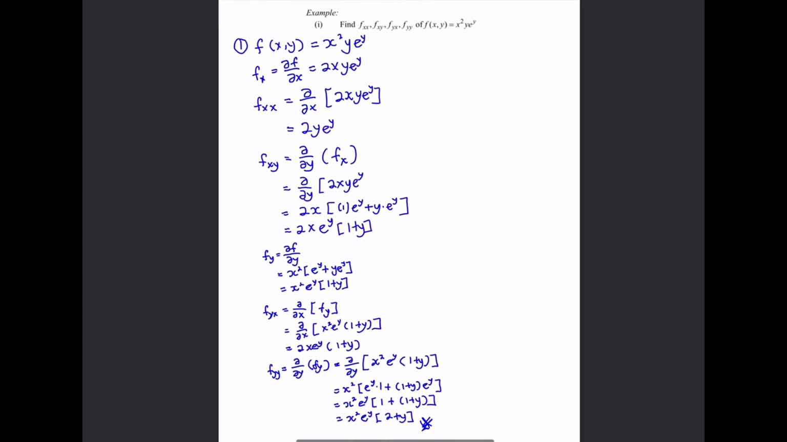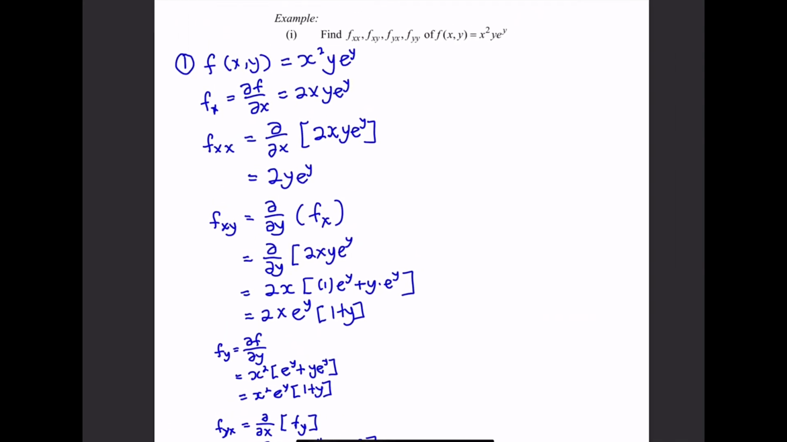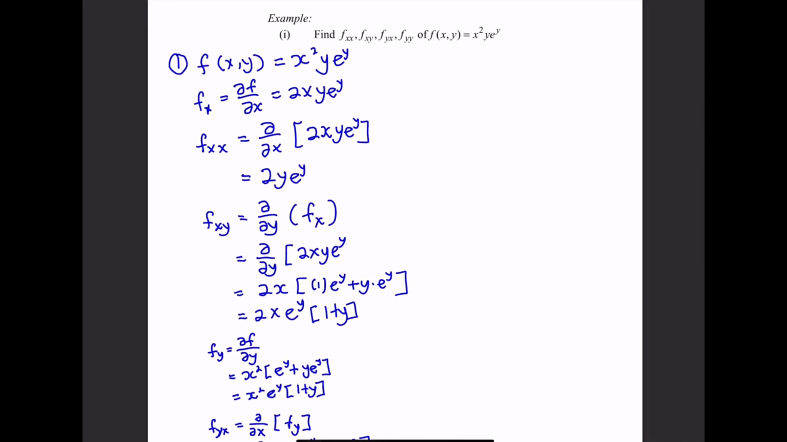Okay, so the example tells us to find fxx, fxy, fyx, and fyy. Okay, so let's see. The first one, we're instructed to find the fxx. So we differentiate with respect to x first, then we differentiate again, so we will get the answer.